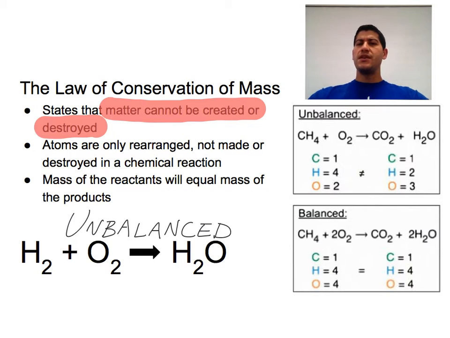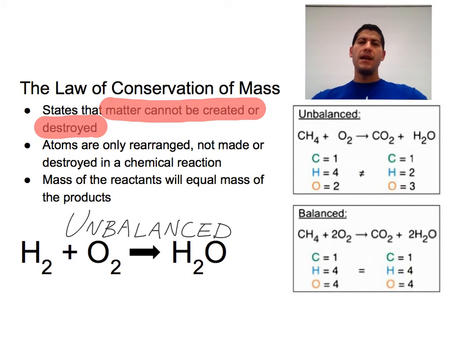Look at the equation in the top diagram on the right. It says unbalanced. This equation shows the reaction of methane with oxygen gas. The products are carbon dioxide and water. This equation is not balanced.